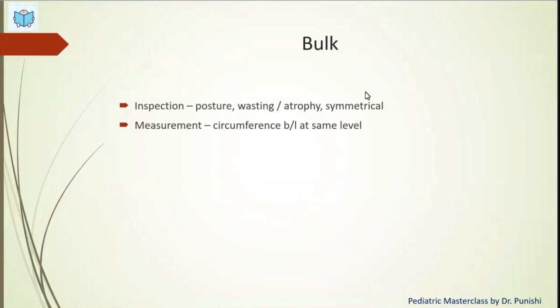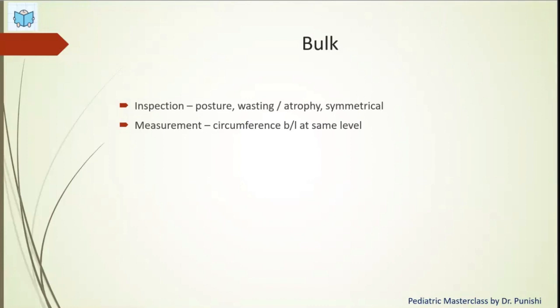And on measurement, you measure the circumference of both the limbs at the same distance. So let's say you want to measure the thigh. So you decide a point, let's say 5 centimeters above the knee joint, and you measure exactly the same at the same height on both the knees and see if there's any discrepancy in the circumference of this versus that. So that is what you do when you measure the limbs, and before that we just looked at inspection.